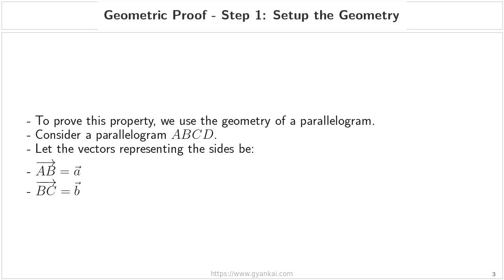To begin our calculation, let's assign specific vectors to represent the sides of this shape. We will let the vector from point A to point B be represented by vector A, and let the vector from point B to point C be represented by vector B.